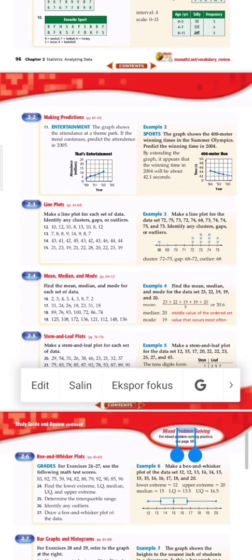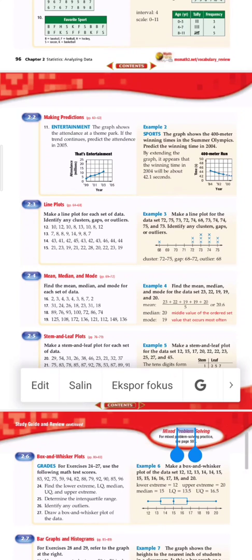Line plot. Make a line plot for each set of data. Identify any clusters, gaps, or outliers. Example: make a line plot for the data set 72, 75, 73, 72, 74, 68, 73, 74, 74, 75, and 73. Identify any clusters, gaps, or outliers.